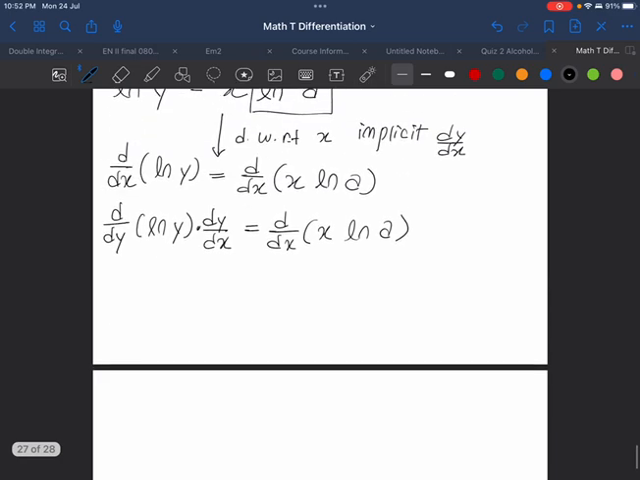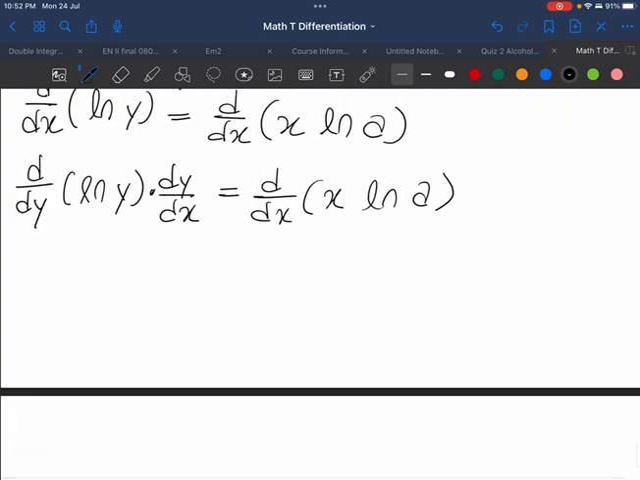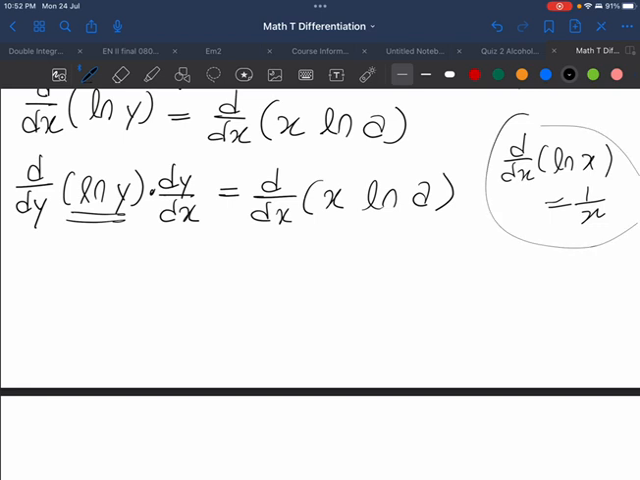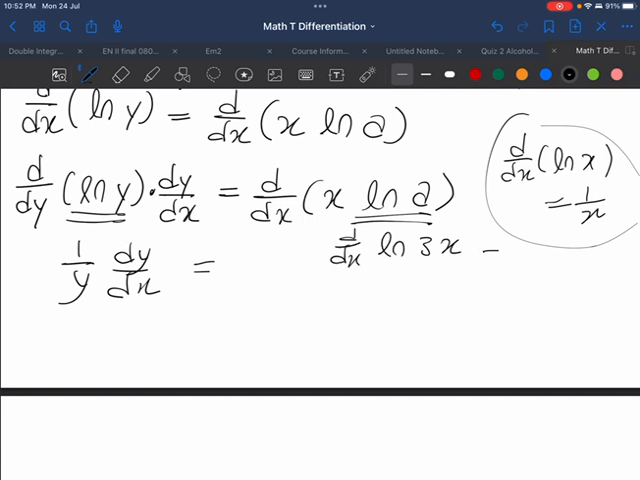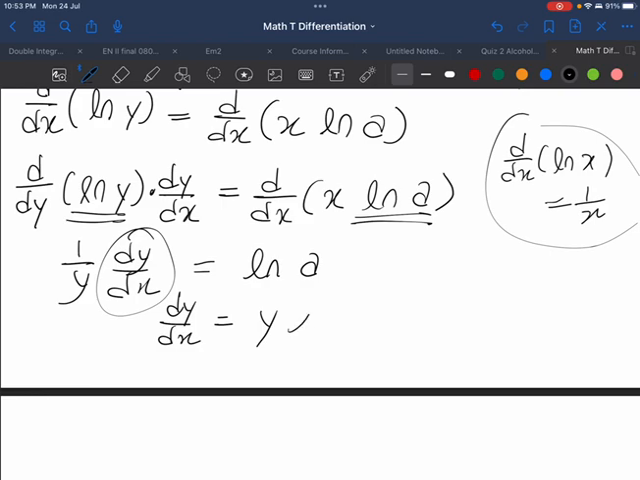Alright, so how are we going to do this? So let's see. d dy ln y. As we know that d dx ln x is equivalent to 1 over x, right? So now it's the same thing, so 1 over y dy dx is equivalent to d dx x ln a. As I say, ln a is a constant, so it's just like 3x, ln 3. When we differentiate x ln 3, we will get ln 3, right? So here is a constant, so we will take back the constant, so we will get ln a. Now we only want dy dx, so we move everything else to the right hand side, so it equals y ln a.